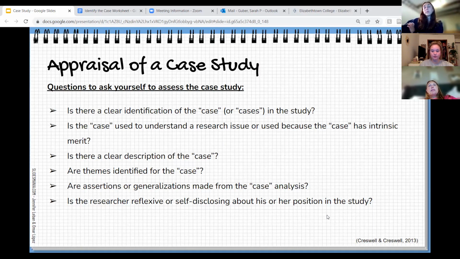The appraisal of a case study. So these are some questions to ask yourself to assess a case study. Is there a clear identification of the case or cases in the study? Is the case used to understand a research issue or used because the case has intrinsic merit? Is there a clear description of the case? Are themes identified for the case? Are assertions or generalizations made from the case analysis? And is the researcher reflexive or self-disclosing about his or her position in the study?